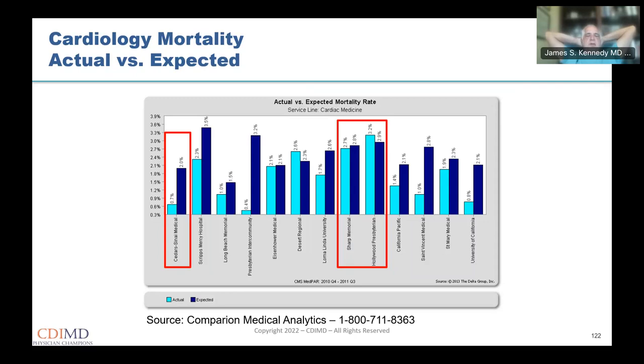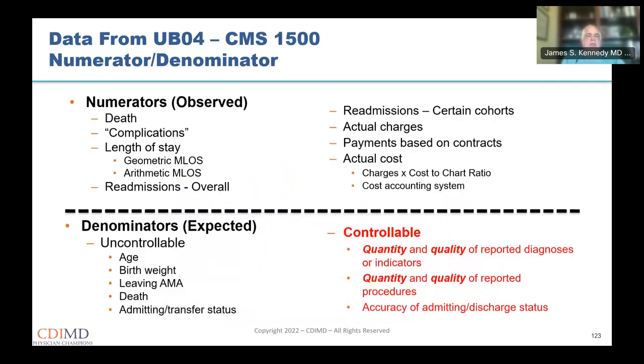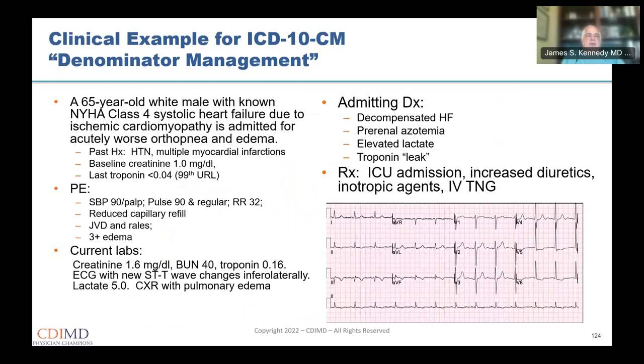Hollywood Presbyterian, on the other hand, has a mortality rate that's higher than expected. So ask yourself, would you rather go to a hospital that has better than expected outcomes, or one that's only average or worse than expected? Your job will be involved with what I call denominator management, or the expected metric, with what you see here on the screen. So again, quantity of diagnoses and quality of diagnoses is necessary. So walk with me through this case.